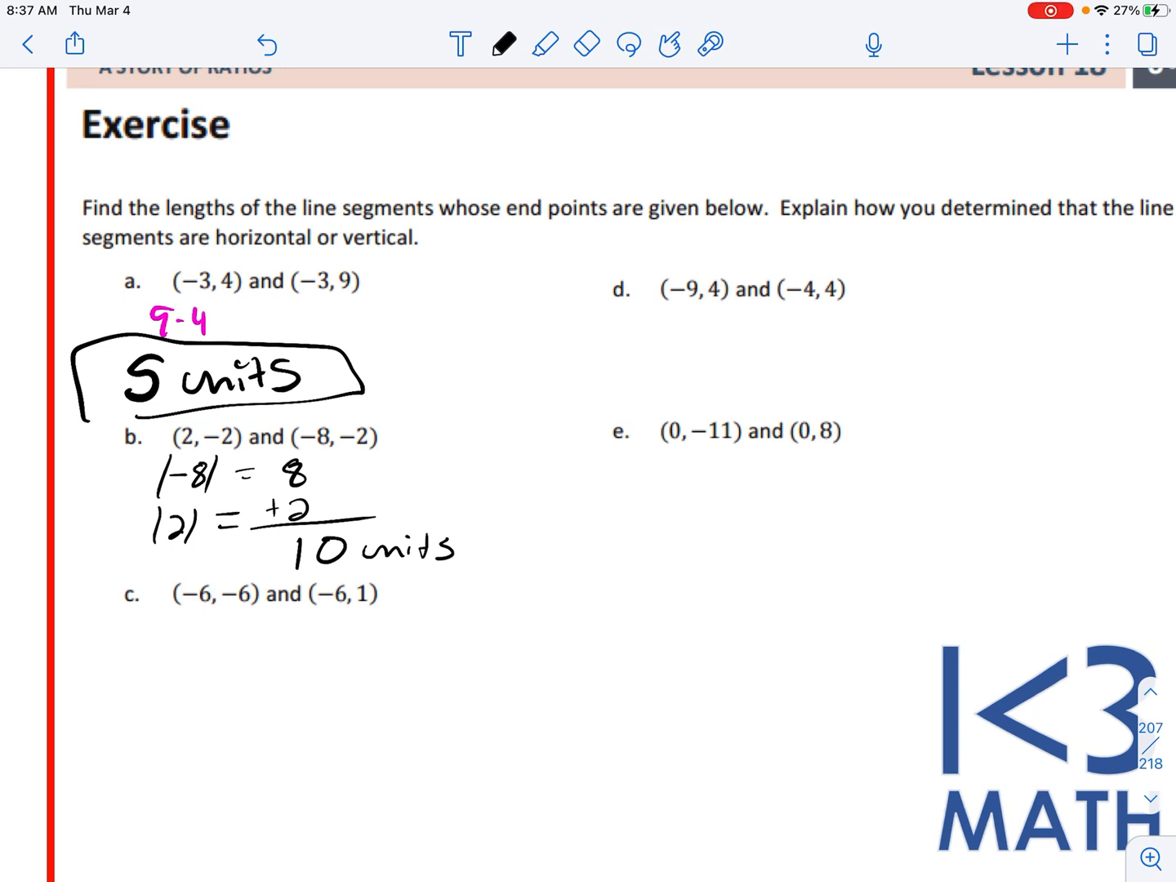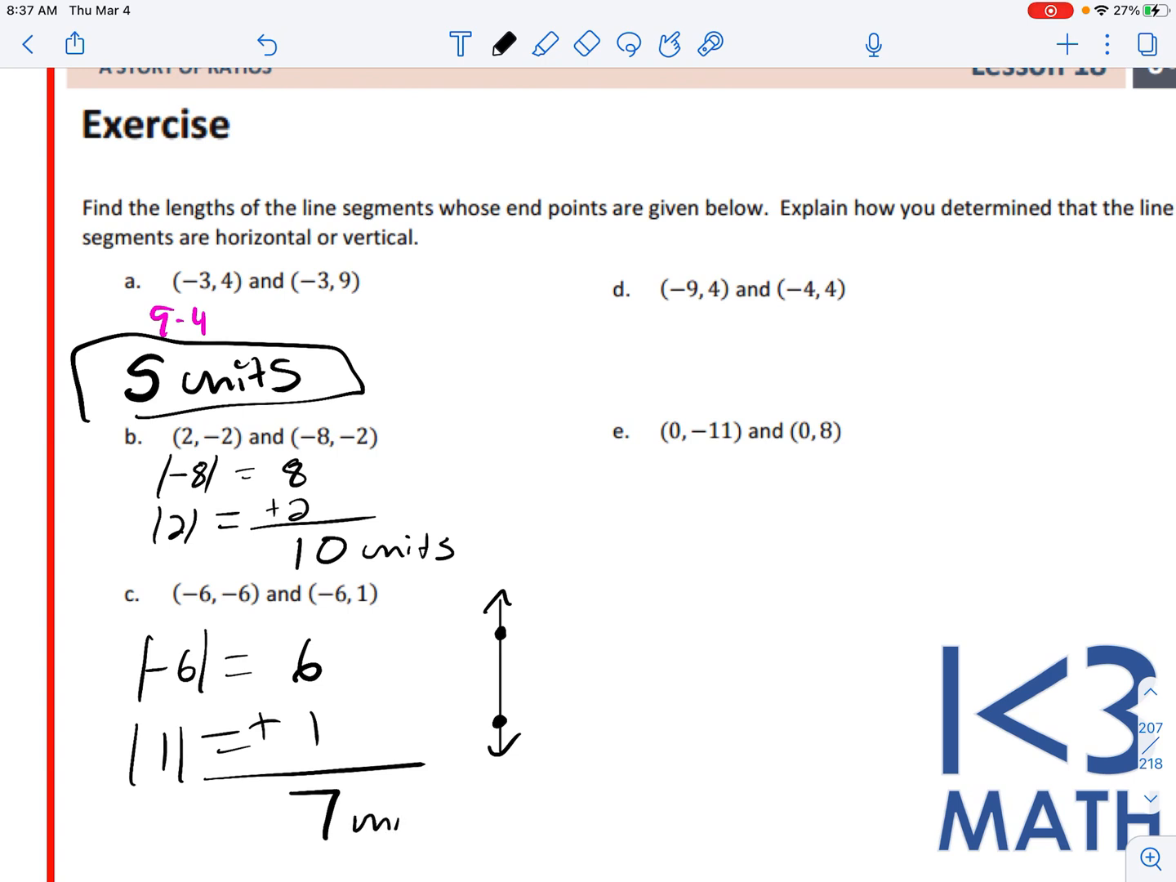Now letter C says -6, -6 and -6, 1. So this is going to lie on the same vertical line. One is going to be at -6, -6. One is going to be at -6, 1. In order to find the distance, we need the absolute value of -6, which is 6, and the absolute value of 1, which is 1. We add these up and we get 7 units. And that is the distance.